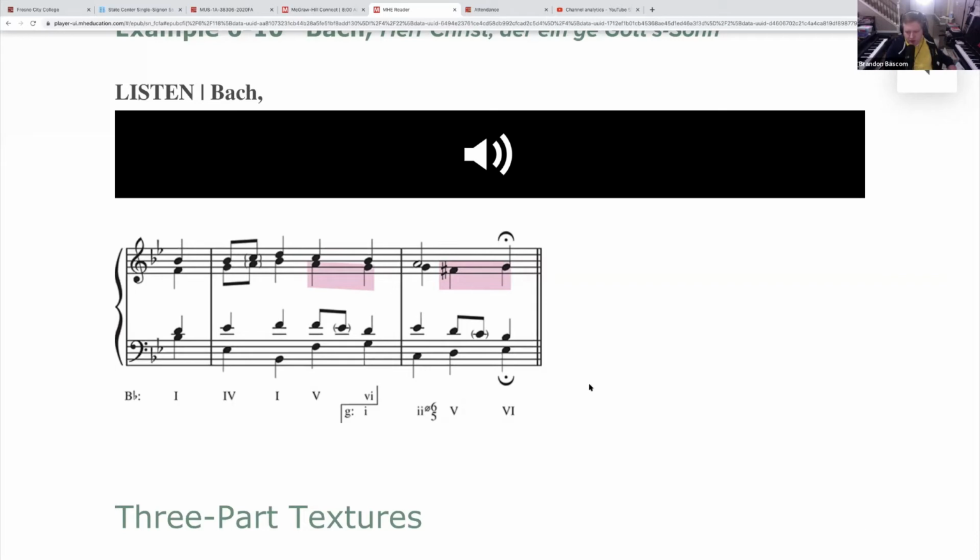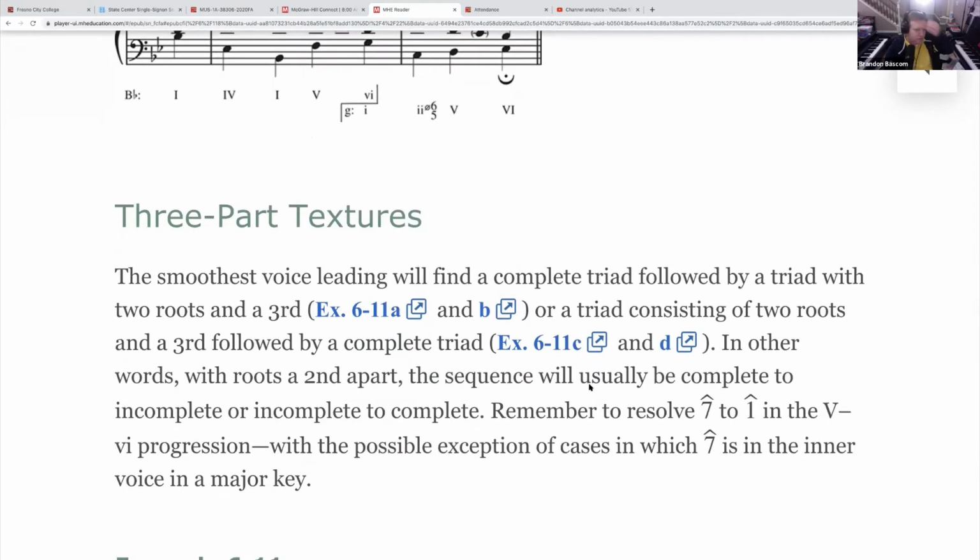Okay, in three-part textures, the smoothest voice leading happens when you have a complete triad followed by an incomplete triad, which has two roots and a third. Or an incomplete triad, which has two roots and a third, followed by a complete triad. In other words, with roots a second apart, the sequence will usually be complete to incomplete or incomplete to complete.